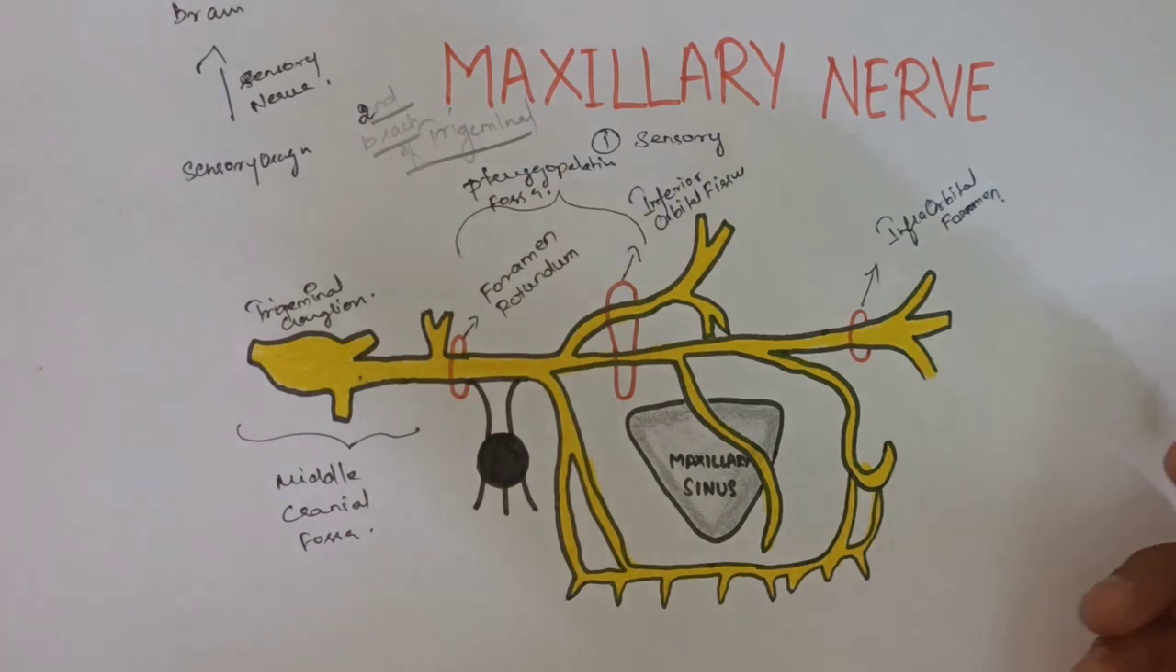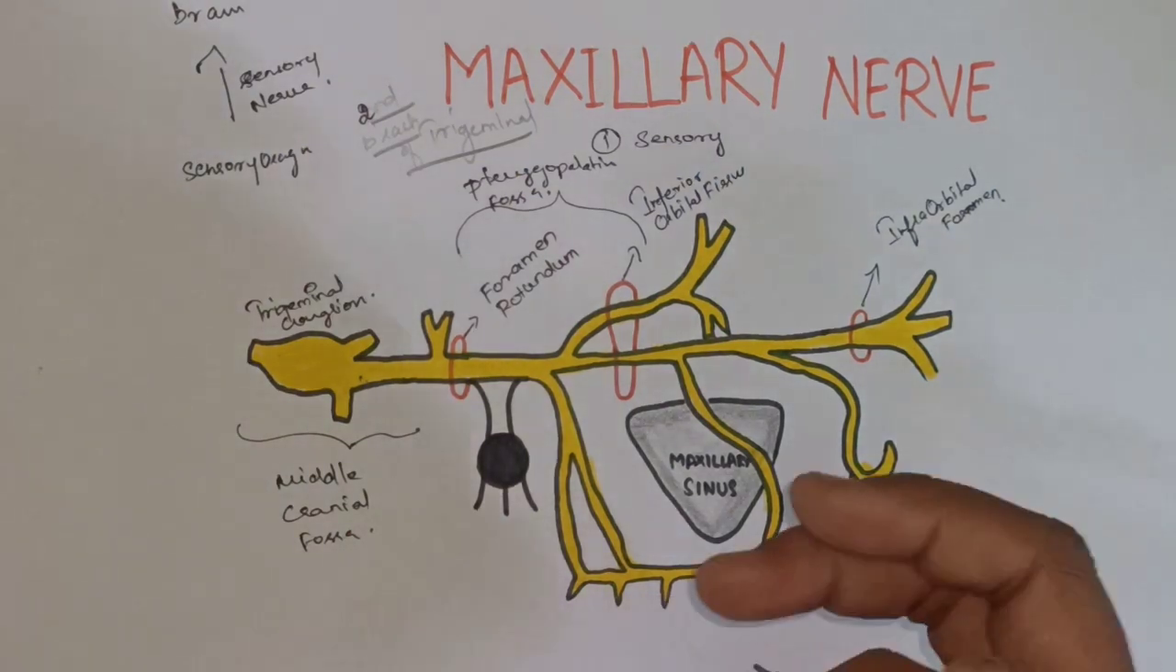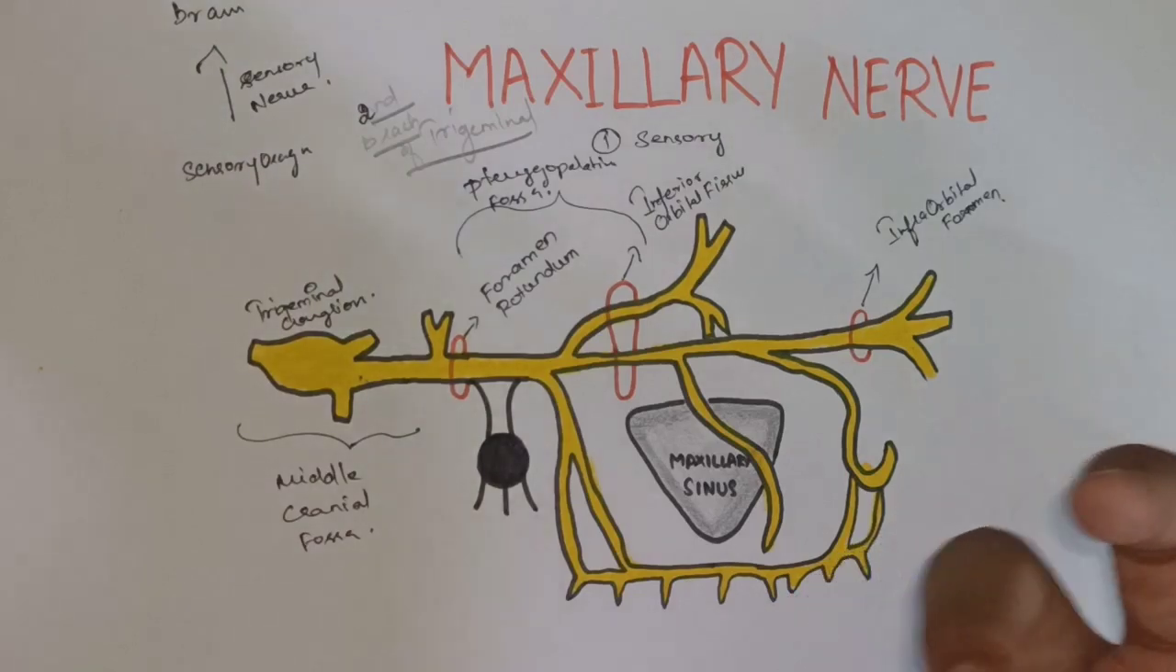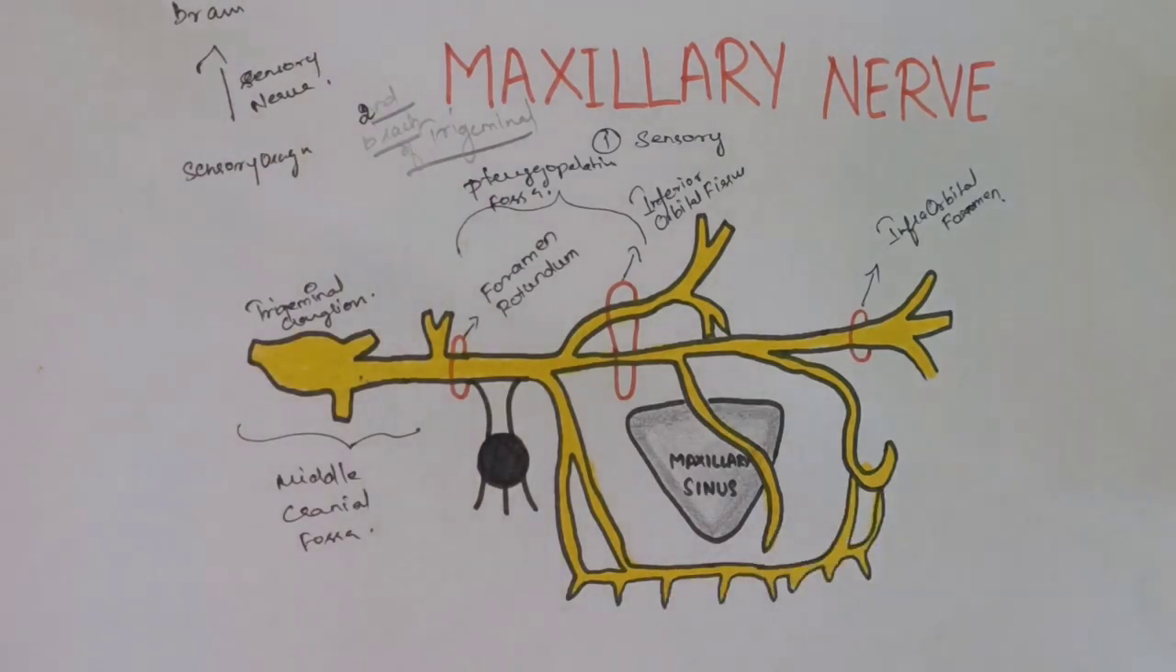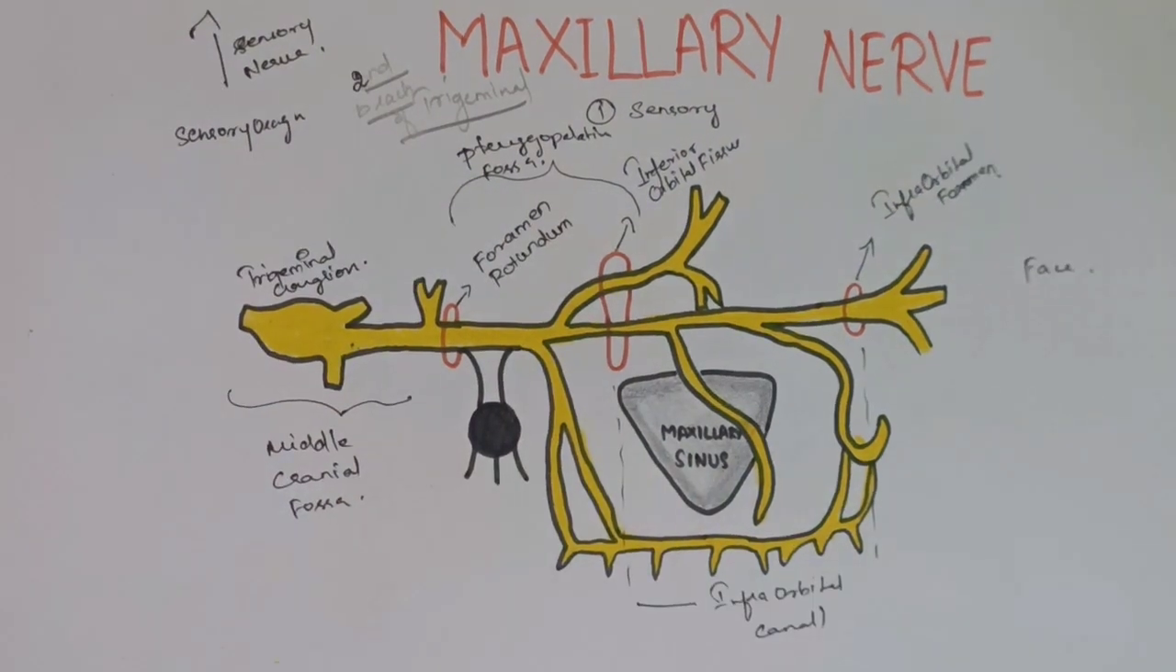Okay, so let's see the branches. What are all the branches the maxillary nerve is giving while it is traversing through the different regions, and what are the structures it supplies, in detail. So it gives branches from 4 regions as it passes along through the 4 different regions.